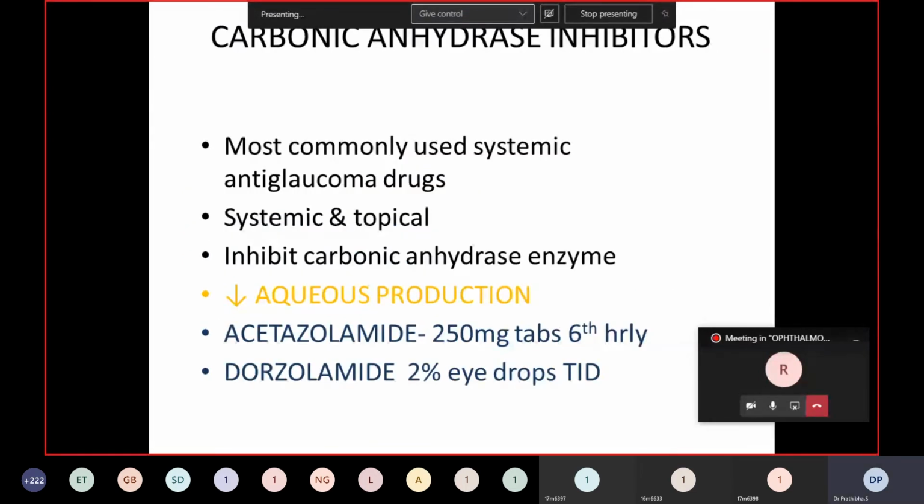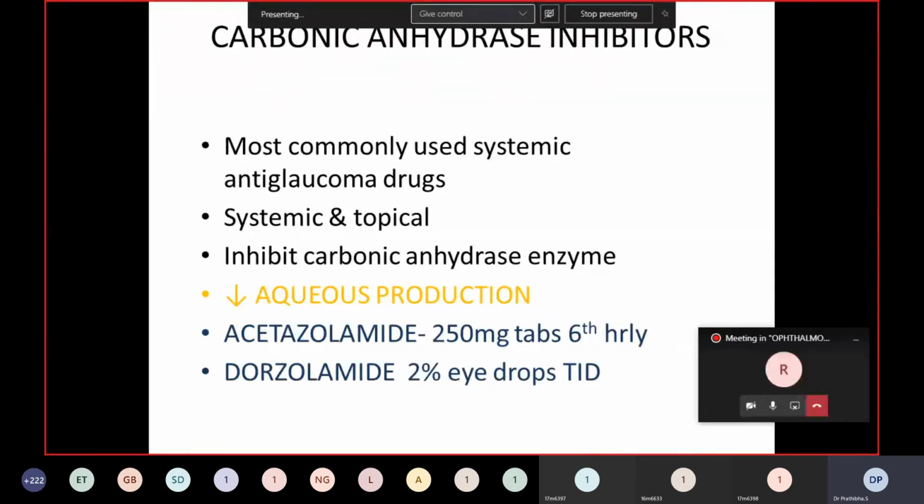The other group is carbonic anhydrase inhibitors, which are most commonly used systemically, not as a topical medication. Topically it is also available, but systemically we use this more. The topical preparation is dorzolamide 2%, for TID dosage. Orally, that is systemically, 250 milligram tablets are available. In very high pressure, we can even give 500 milligrams at a time. So 2 tablets at a time can be given initially, but this systemic drug cannot be given for more than 3 days.